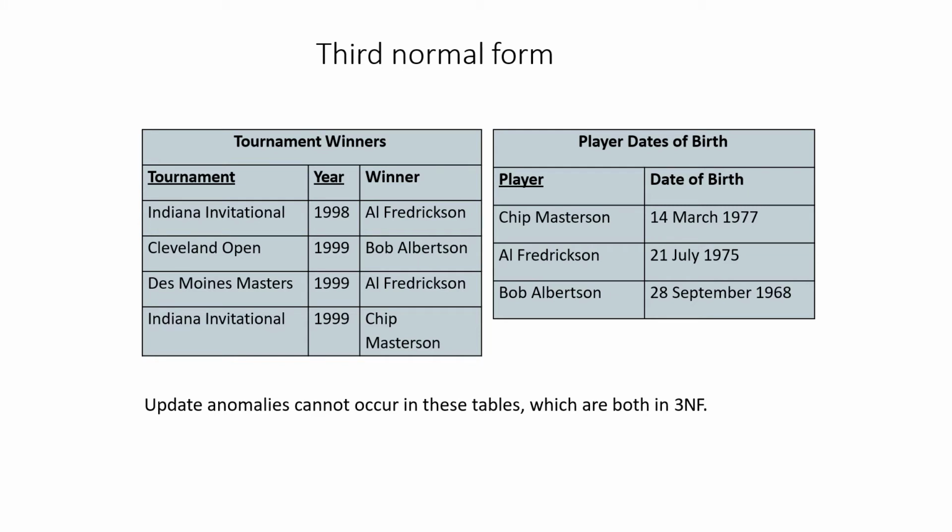Third normal form. So this is the standard third normal form that we have converted from that inconsistent third normal form that was not supporting. So we have converted like this. We have taken two tables now. We have broken that table into two tables. First is tournament winners and the other is player date of birth. So the first one is keeping tournament, year and winner. Then we have player and their date of birth.